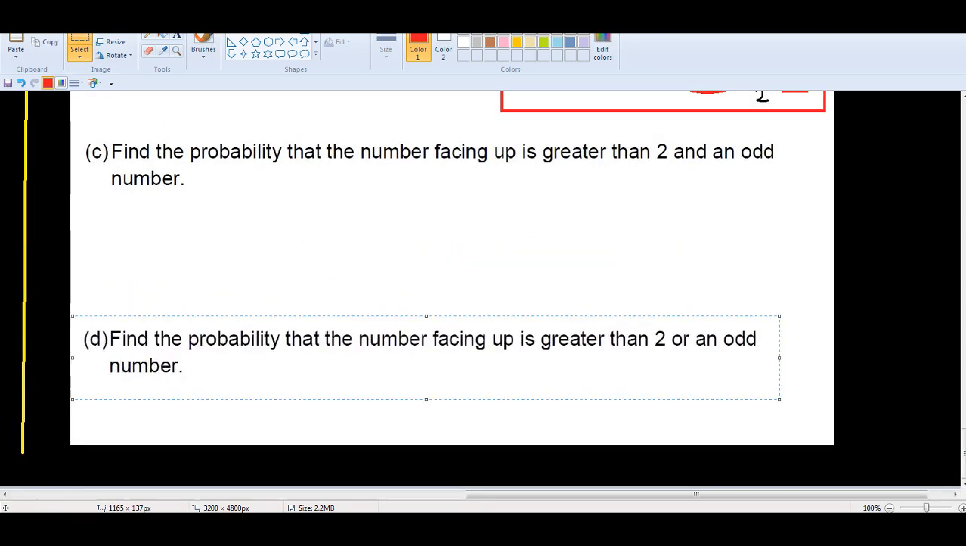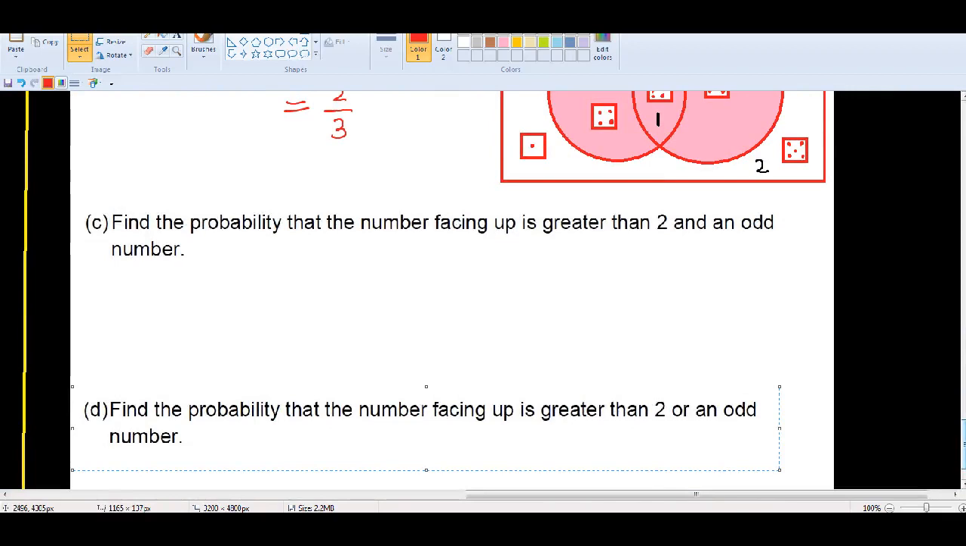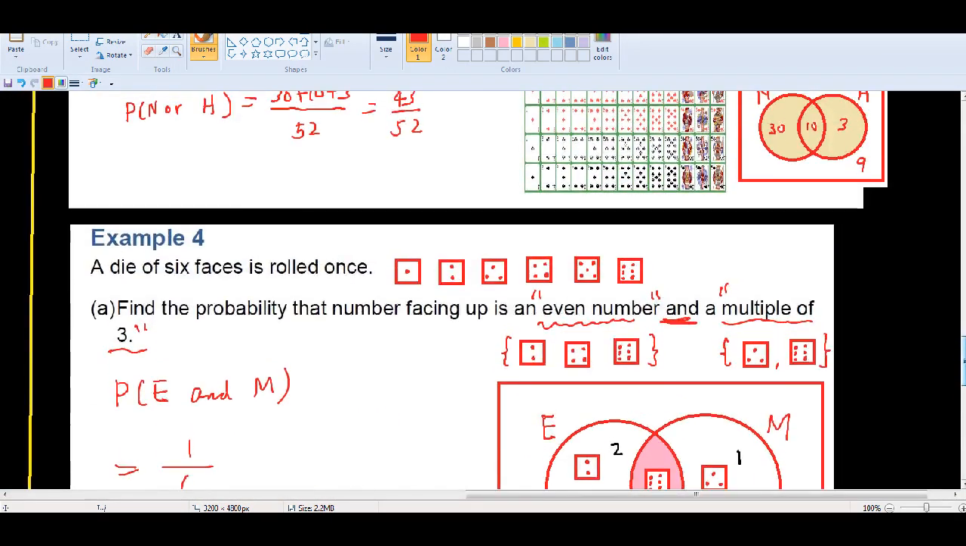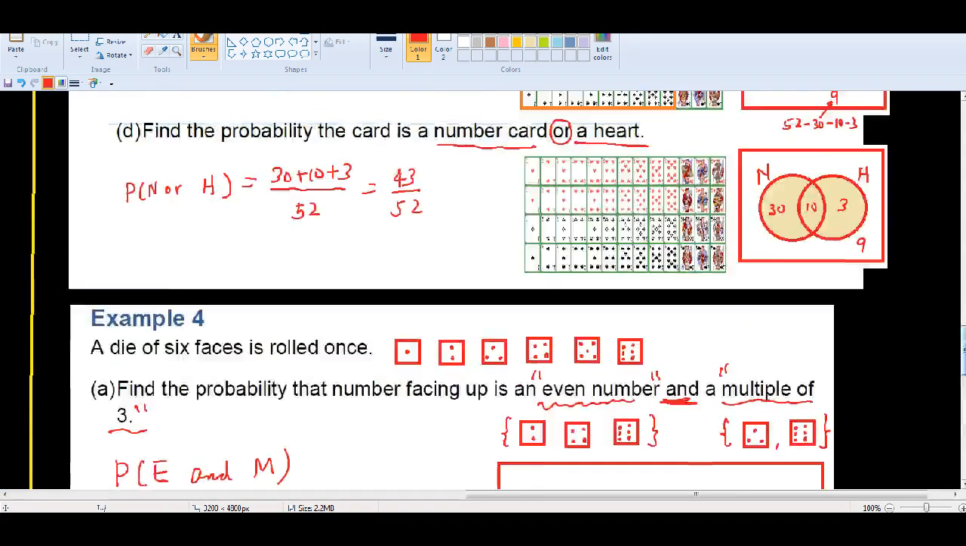Find the probability that the number facing up is greater than 2 and an odd number. I'm going to do a simpler Venn diagram this time. So what are the numbers greater than 2? If we are talking about numbers greater than 2, they should be 3, 4, 5, 6. And odd numbers should be 1, 3.